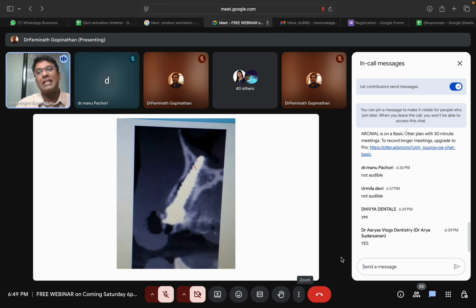So this is the CBCT section of the nasal floor penetration. You can see this implant is penetrating into the nasal floor. What happens is after a few months, if you take another scan, you can see there will be bone formation around this, like this.